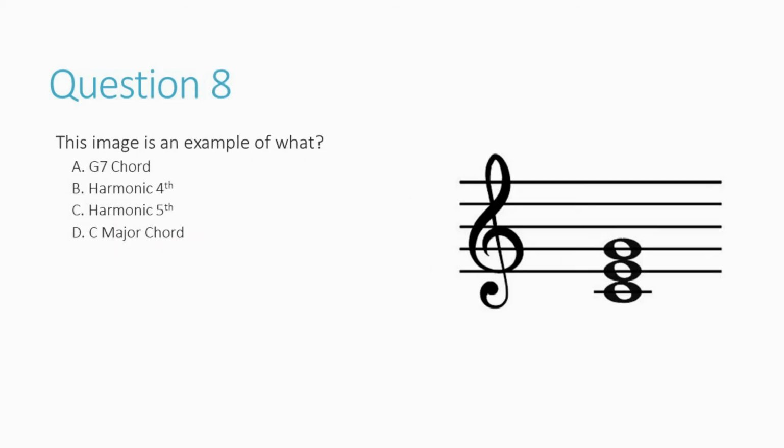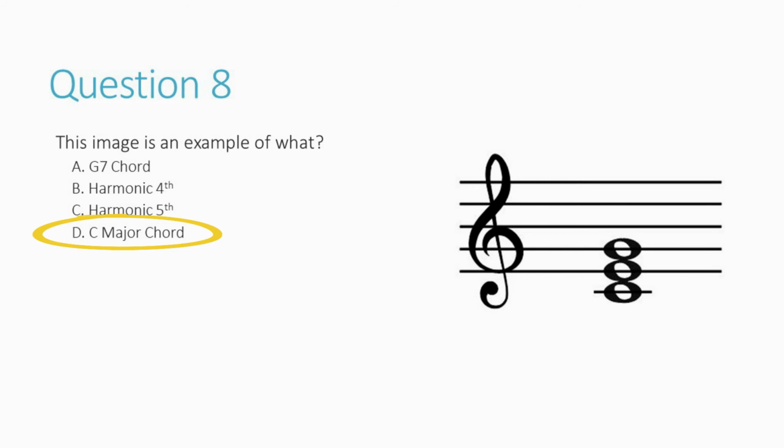Question 8. This image is an example of what? A. G7 chord, B. Harmonic fourth, C. Harmonic fifth, or D. C major chord. The correct answer is D, C major chord. As we talked about in lesson 7, the two major chords we've been focusing on so far are the C major and the G 7th chord. This is a C major chord because it's comprised of the notes C, E, and G.